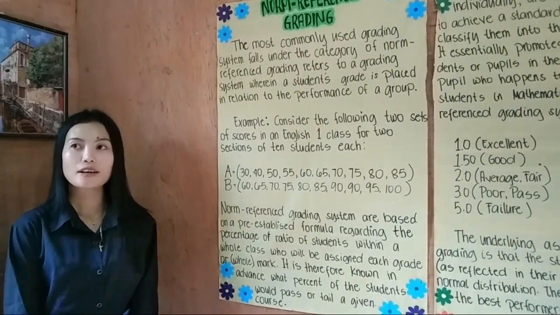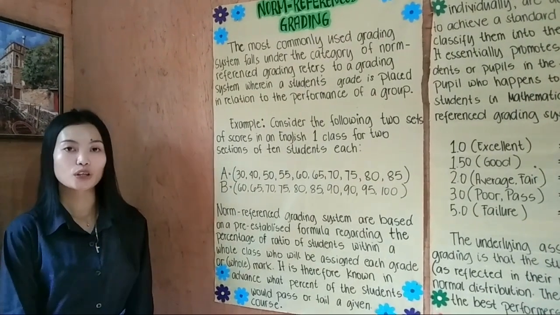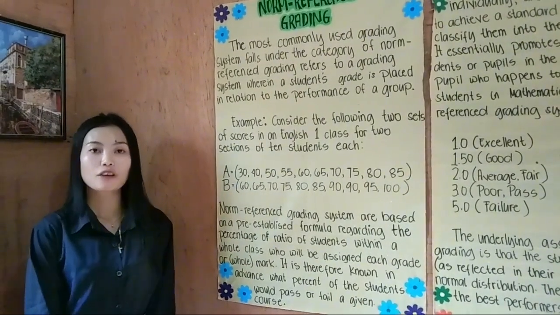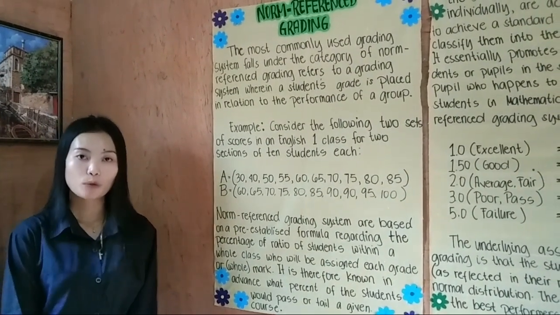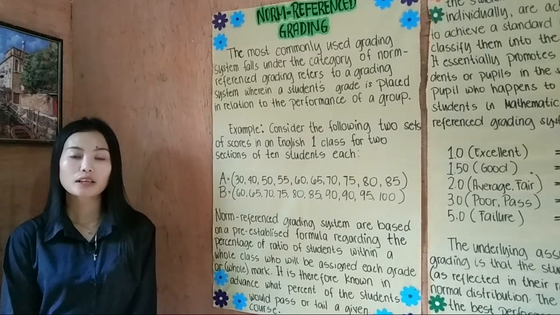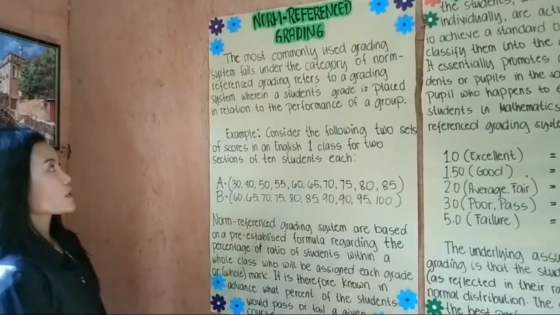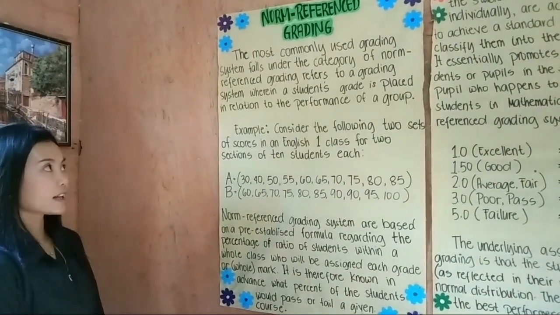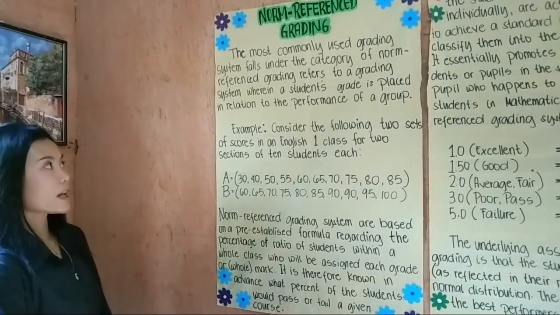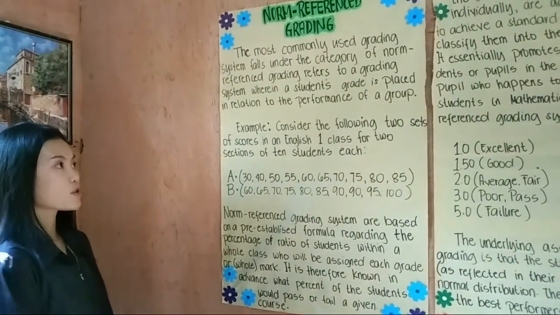So, norm reference grading test is a type of test, assessment, or evaluation which yields an estimate of the position of the tested individual in a predefined population with respect to the trait being measured. The most commonly used grading system falls under the category of norm reference grading. It refers to a grading system wherein a student's grade is placed in relation to the performance of a group.